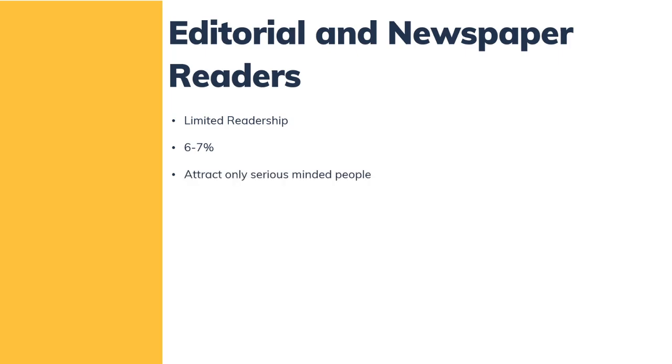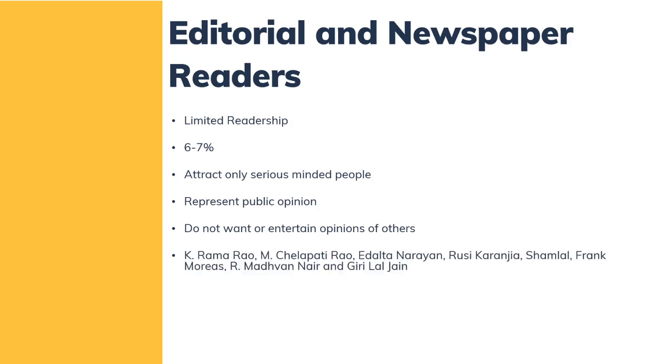One of the main reasons is that editorials attract only serious-minded people. Newspapers are considered to be the vehicles of public opinion, and thus whatever views are expressed in them represent the public. This is the reason why members of both the ruling as well as the opposition parties go for the views expressed, so that they can formulate policies that will appeal to the public and thus ensure their victory. Another reason for poor readership is that, based on our personal experience and beliefs, we would have already formed an opinion about something in our minds, and we don't wish to entertain other people's opinions on the same, fearing that they might influence our beliefs.